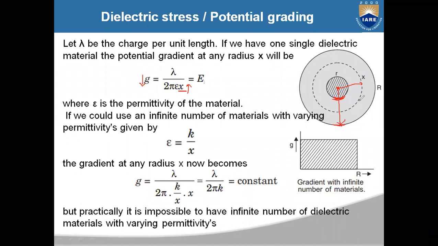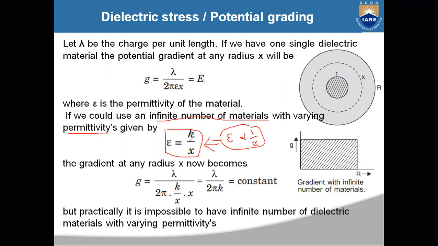So you know this point. Okay, suppose instead of one single dielectric material, you use an infinite number of dielectric materials with varying permittivity, given by the relation that epsilon of those materials will be inversely proportional to x. Suppose we have an infinite number of materials such that the permittivity epsilon is inversely proportional to the distance x. This expression can be written as this expression.